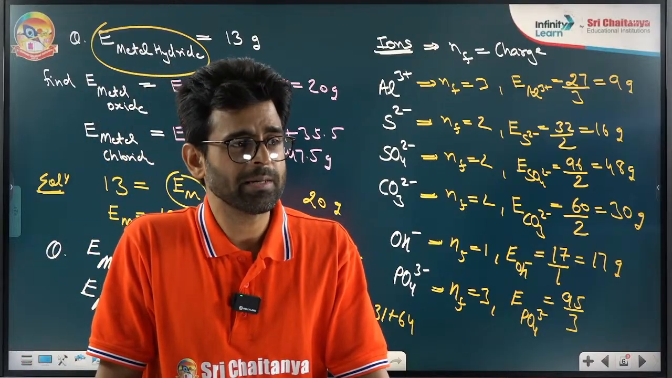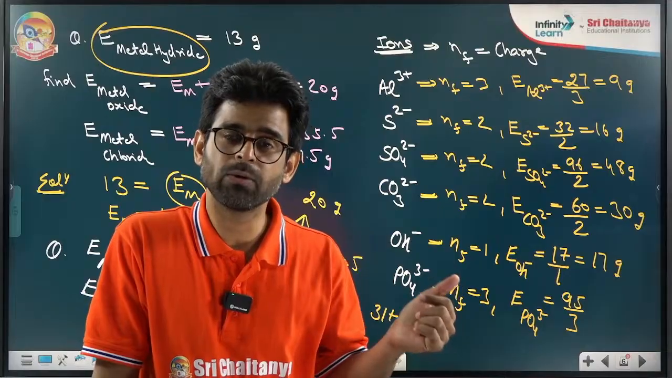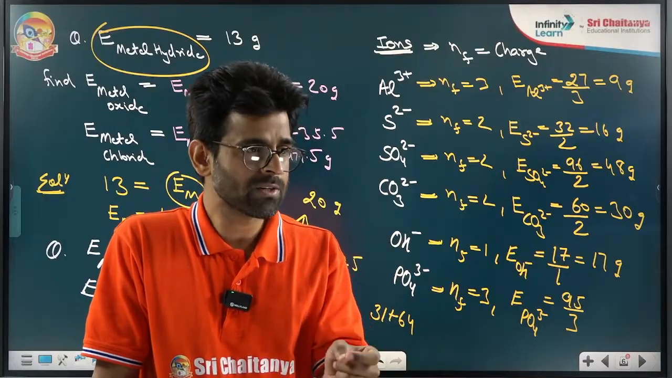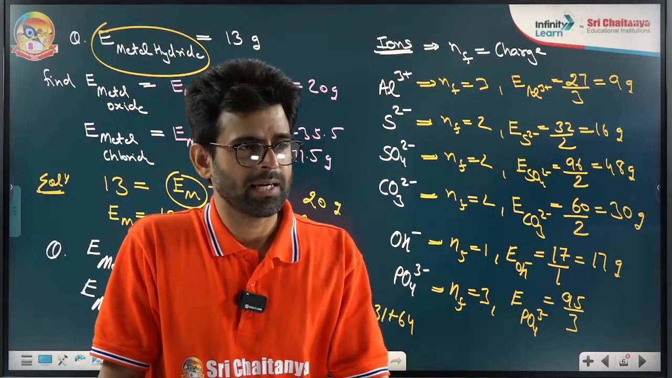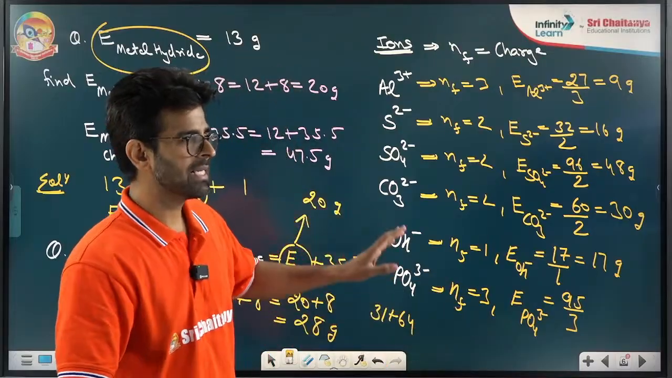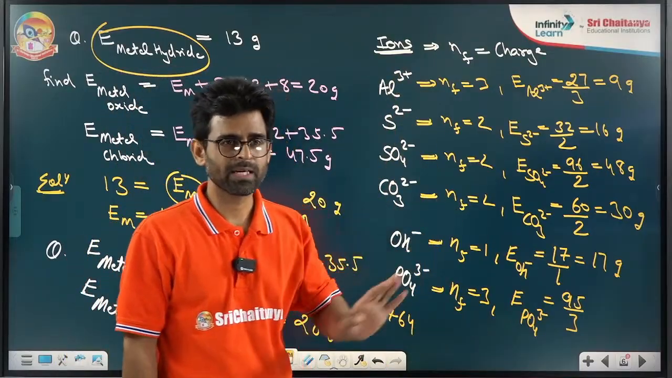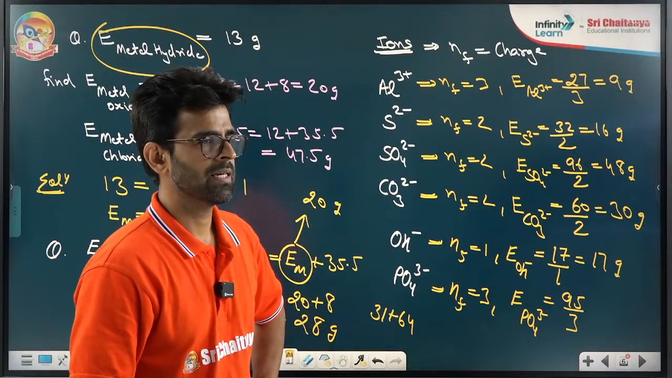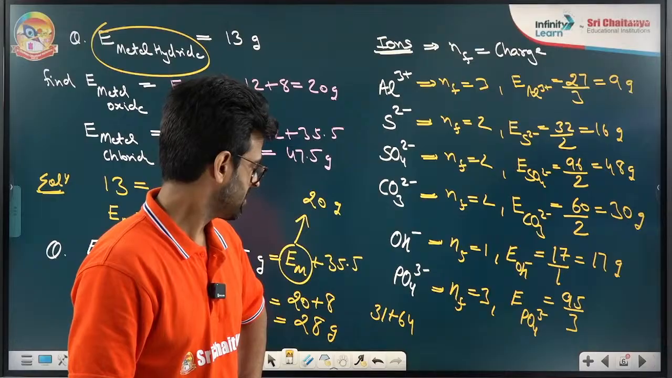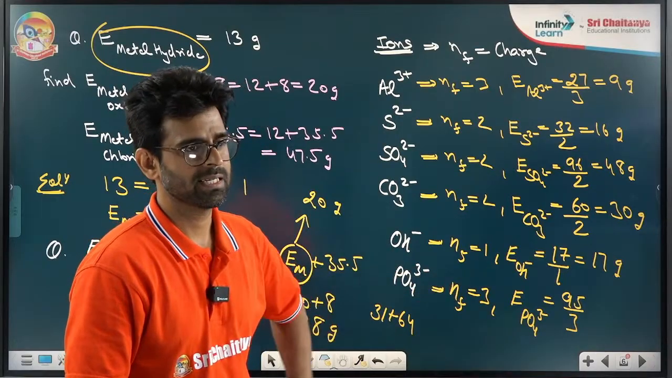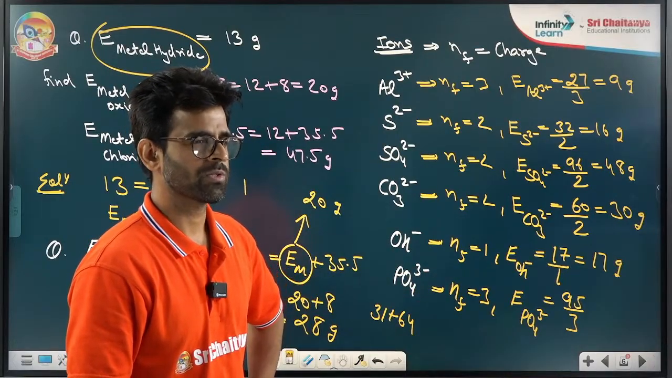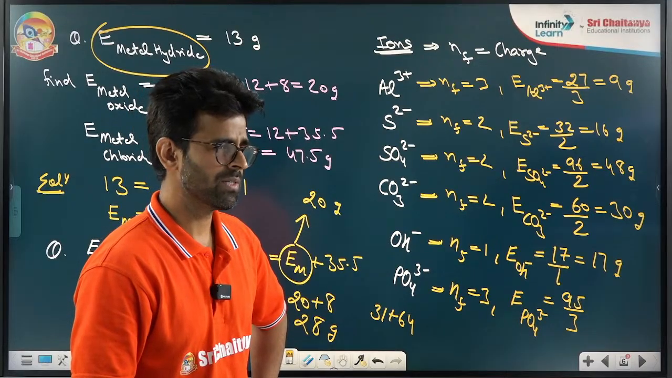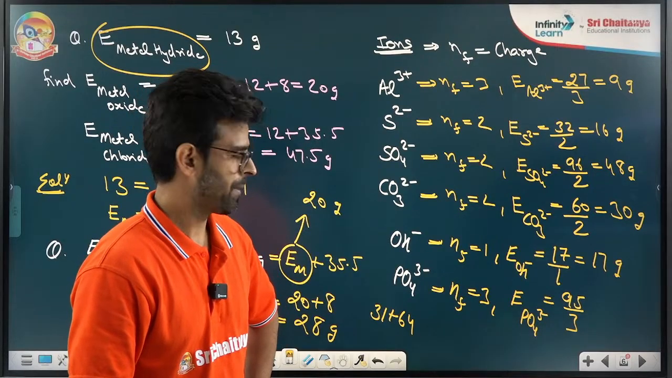Great. Now using this concept, you have to tell me the equivalent weight in the next question. Now you know how to find the equivalent weight of ions. Okay, clear? 95 is the molar weight, divided by 3 gives the equivalent weight. Whatever is coming, almost 31 point something, right?